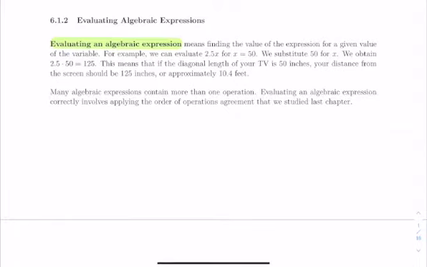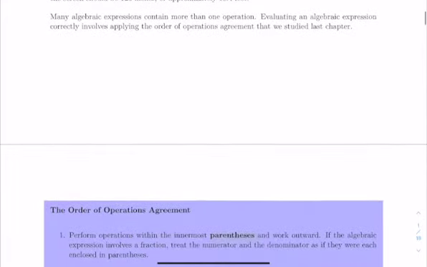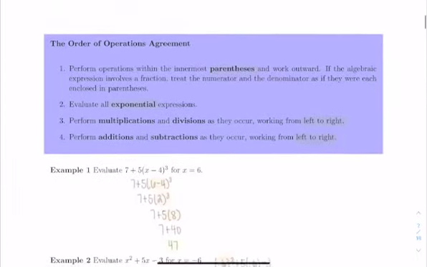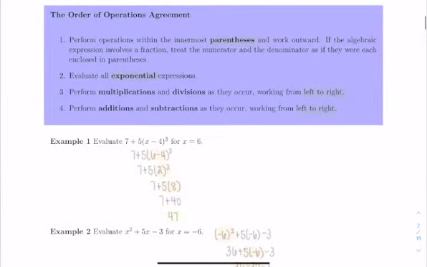Many algebraic expressions contain more than one operation. Evaluating an algebraic expression correctly involves applying the order of operations agreement that we studied in a previous chapter. So just as a reminder, the order of operations agreement says we perform operations within the innermost parentheses and work outward. This can include any sort of grouping symbol, whether it's square brackets or curly braces.